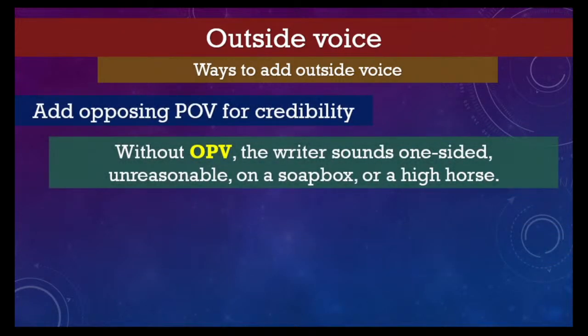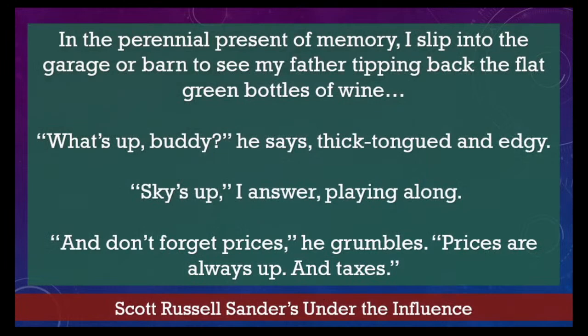Class outside voice can also come in the form of opposing points of view for credibility. Not to be labeled as one-sided in the draft you're writing, you can add your opposing or others' opposing point of view. In this example, you will see that the writer did not only include his thoughts on the negative effects of alcoholism, he likewise presented a dialogue with his father when he was still a child for others to see that his father, even under the influence, did not exhibit violence as others think. This OPV neutralizes the issue presented in the text.